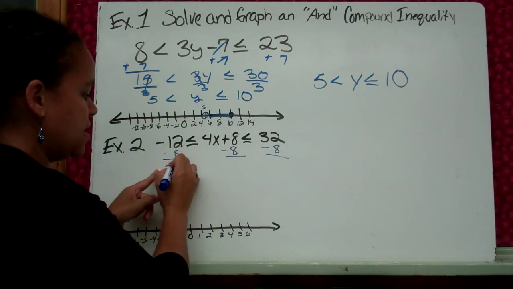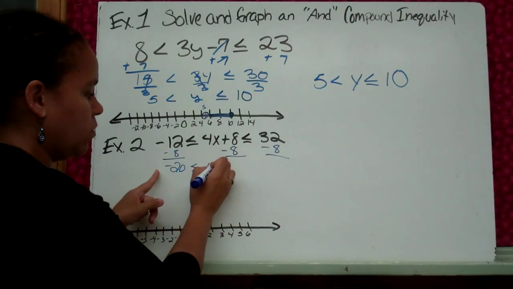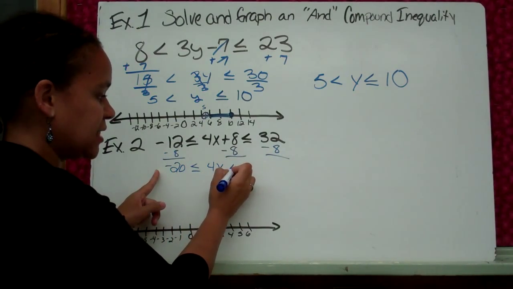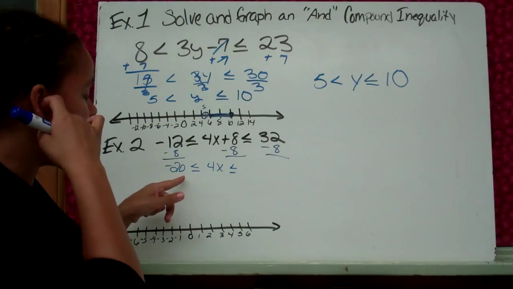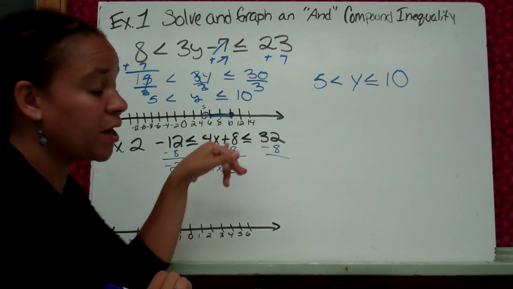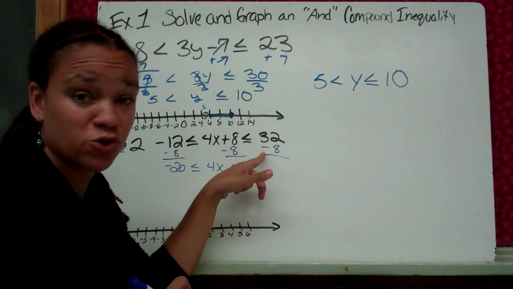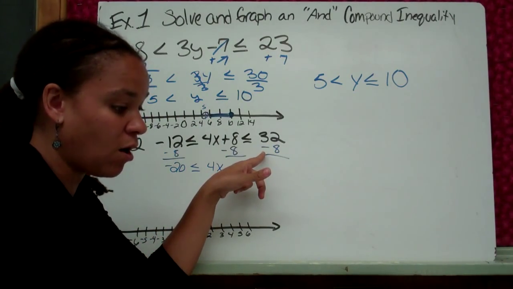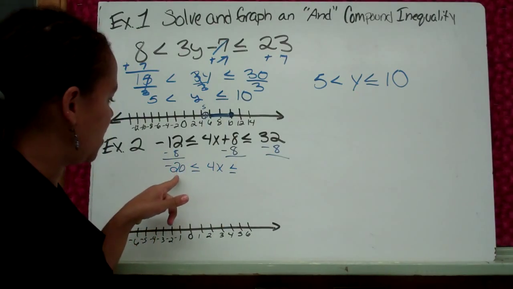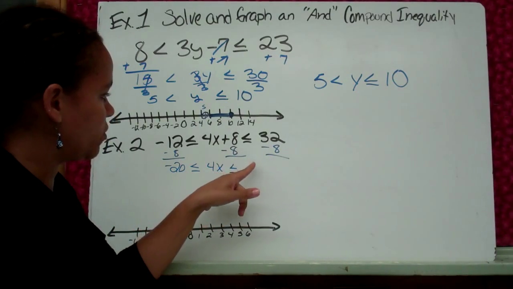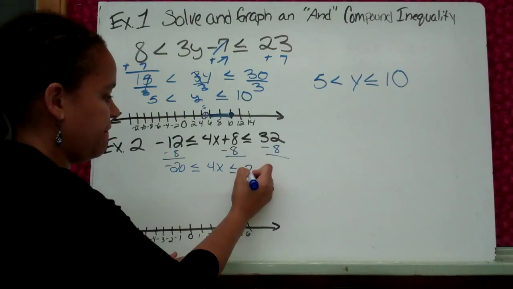Negative 12 minus 8, negative 20, less than or equal to 4x, which is less than or equal to... And make sure here, like I said, when you're doing all three sides, you want to make sure you're doing the same thing. So make sure you keep your minus sign with you as well so you don't get confused. All right, so negative 20 less than or equal to 4x, which is less than or equal to 24.